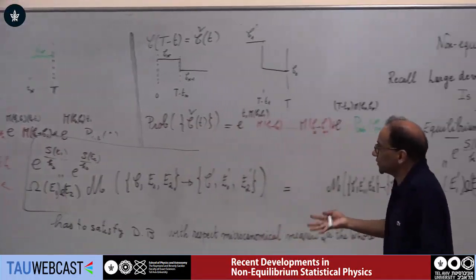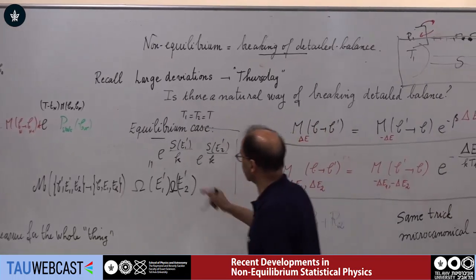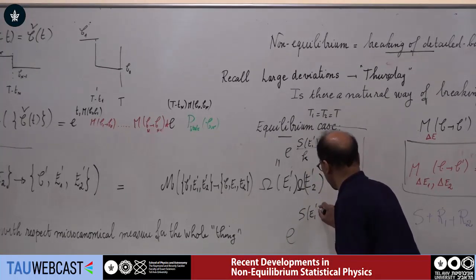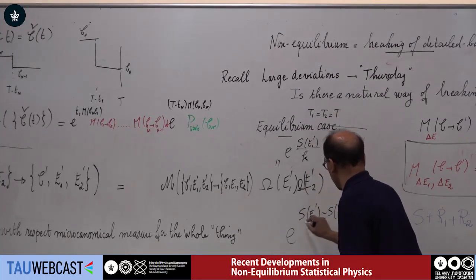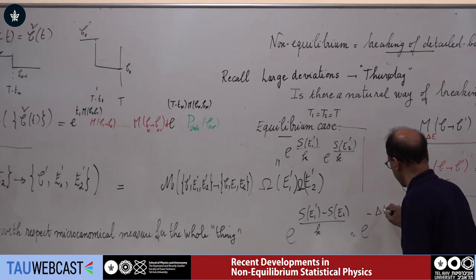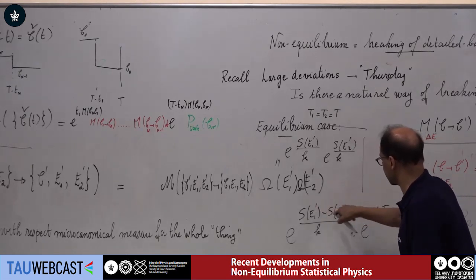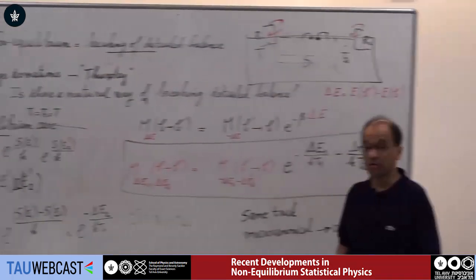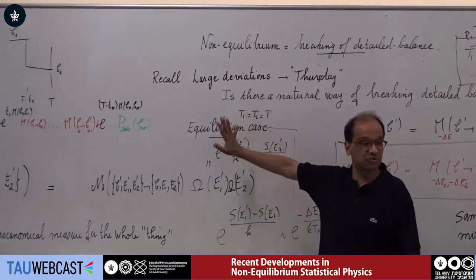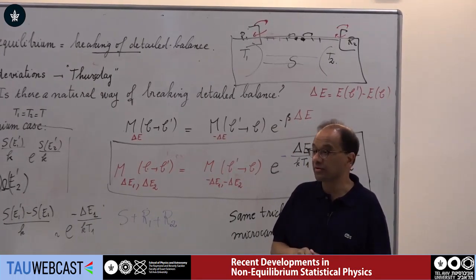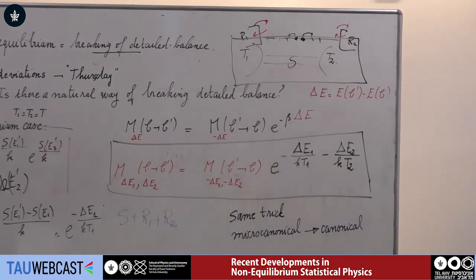Thanks. Yeah, of course. By definition, S is k log omega. And now if I bring the other one here, I will get something like S of I prime 1 minus S of I1 over k, and this is exponential minus delta I1 dS over dI1, which is T1, and so on. I'm going a bit fast, but this is exactly what you do when you deduce canonical from microcanonical. The same reasoning.